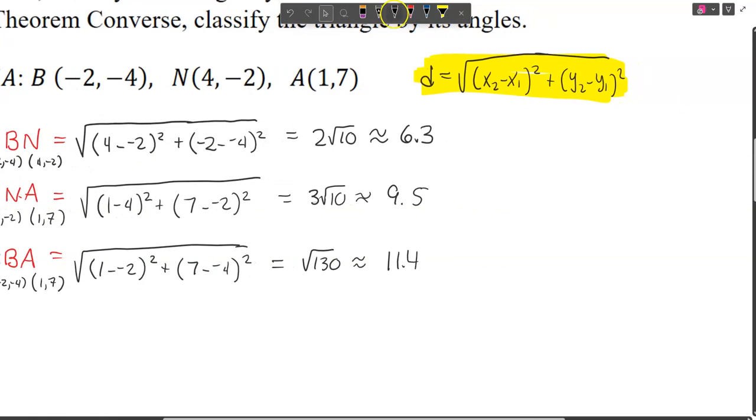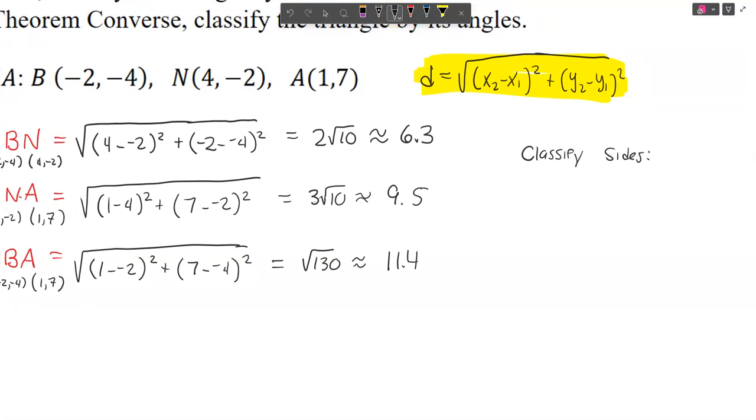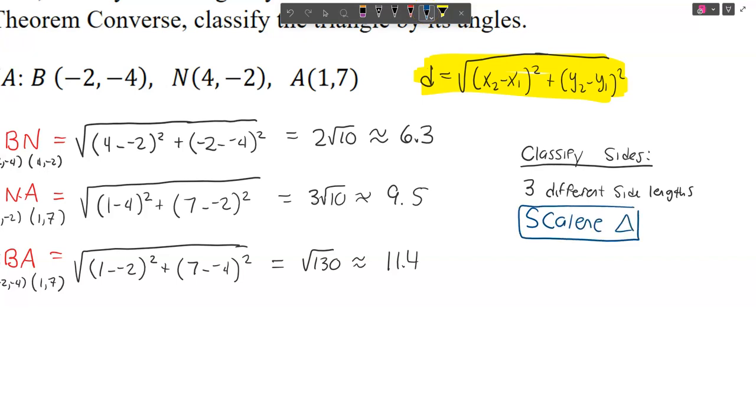Back in Unit 3, when we learned coordinate geometry, the first thing we learned how to do is classify a triangle by its sides. In this case, I look at my three lengths, 6.3, 9.5, and 11.4. I see three different side lengths. And so our conclusion is that this triangle is a scalene triangle. That's our first conclusion.